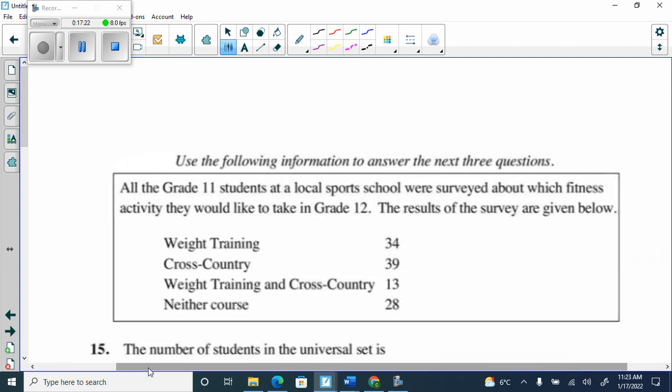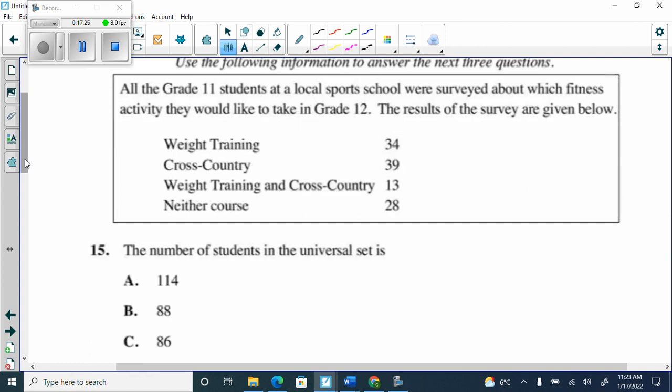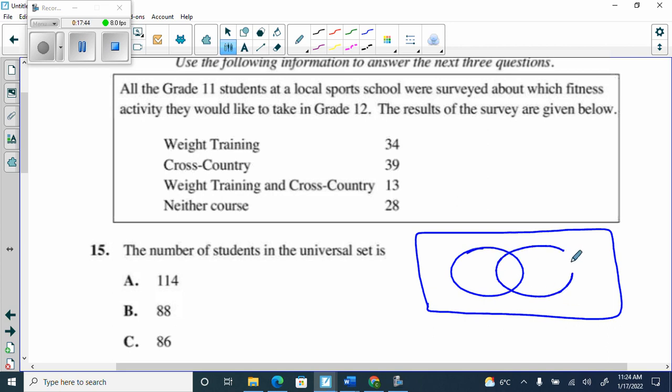So this one here says, all the grade 11 students at a local sports school were surveyed about which fitness activity they would like to take in grade 12. The results are shown: weight training, cross country, weight training and cross country, and neither. So this one didn't give onlys, correct? So I have to start off with the and, and I have to put a box around. I have weight training, and I have cross country, and is 13, and neither is 28.